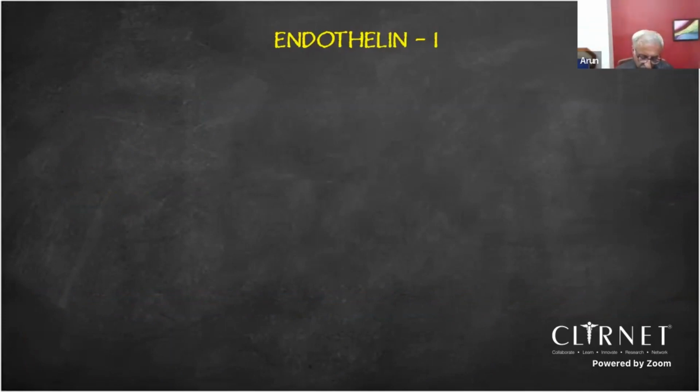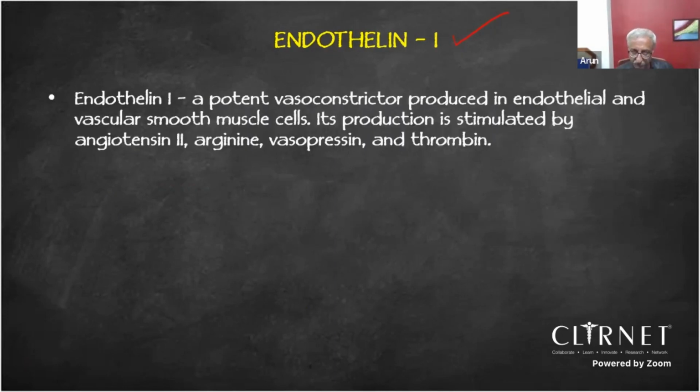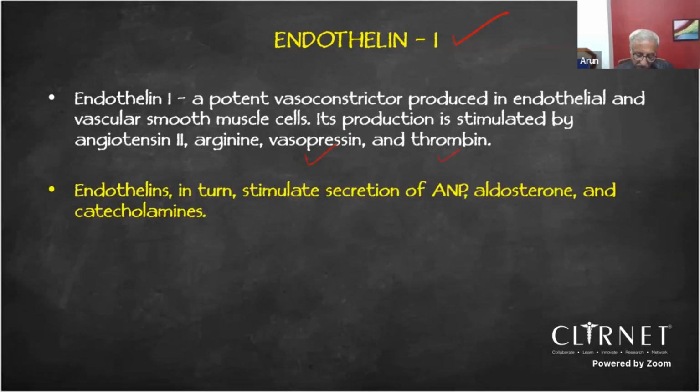Another important thing which we always talk about is endothelin 1. It is a potent vasoconstrictor produced by endothelial and vascular smooth muscle cells. Its production is stimulated by angiotensin 2, arginine vasopressin, and thrombin. So endothelins in turn stimulate secretion of, again, atrial natriuretic protein, aldosterone, and catecholamines. This may look boring to you for some time, but we have to understand these important things because that helps us in understanding the basic pathology later on. Okay.